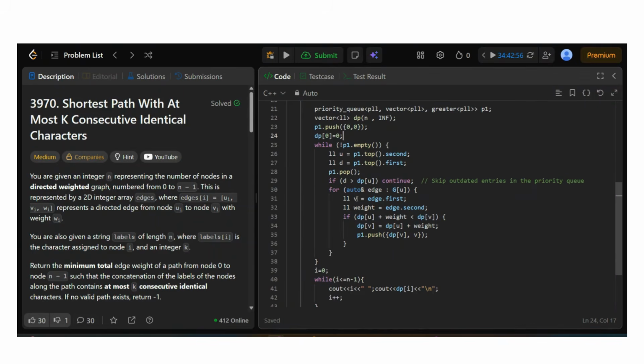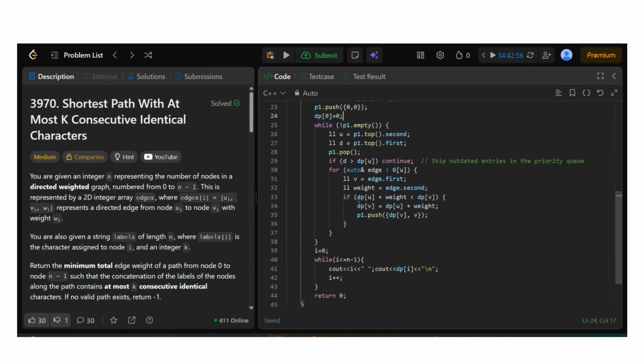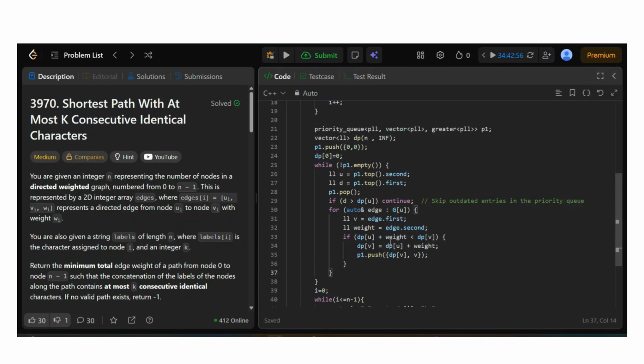Now, can you see I have written the same formula here, guys? React with emojis if you can see. That dp of U plus E. If it is less than dp of V, then dp of V is dp of U plus E, and I push this in the priority queue. That's it.